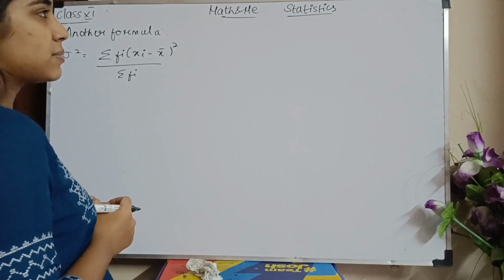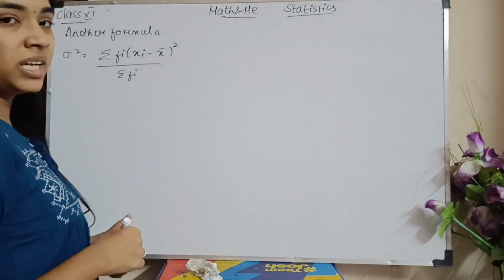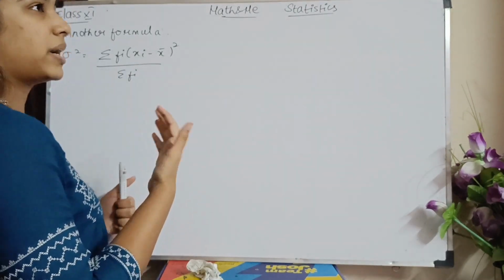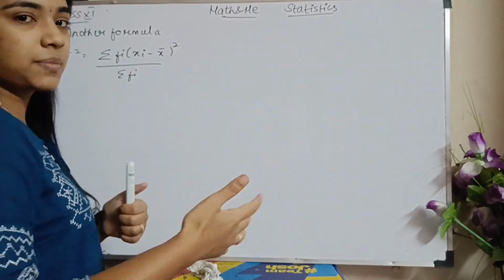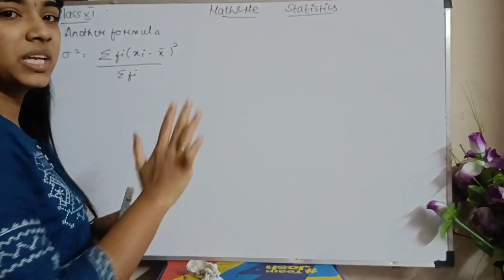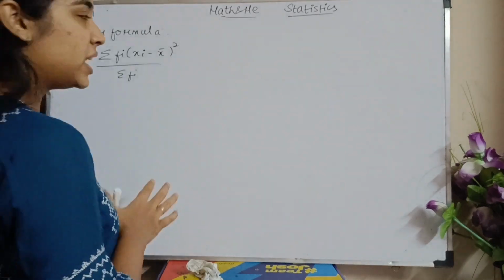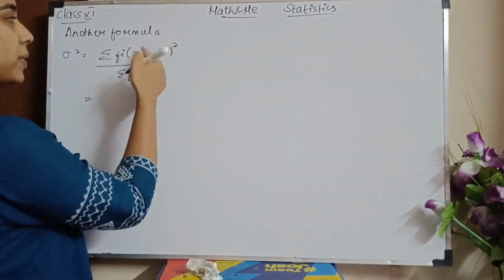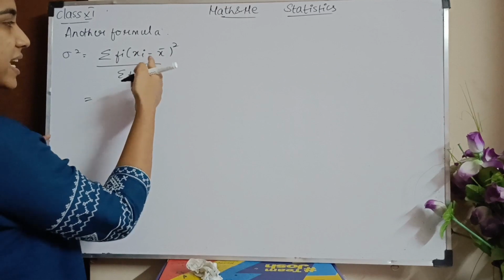So I'll write a very simple formula which will not include the mean. After finding the mean, what do you have to do? Xi minus x bar, then square that. So the steps are very long. So what if we omit the mean itself? We'll no more have the mean in the formula. So what can we do? I'm going to open the bracket, okay? This is a minus b the whole square.